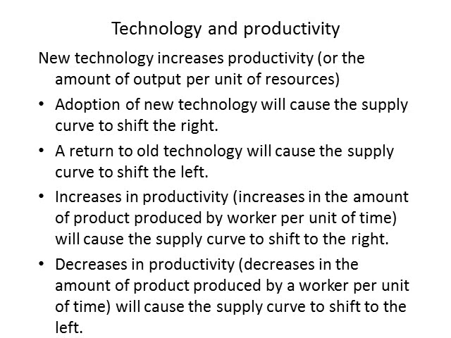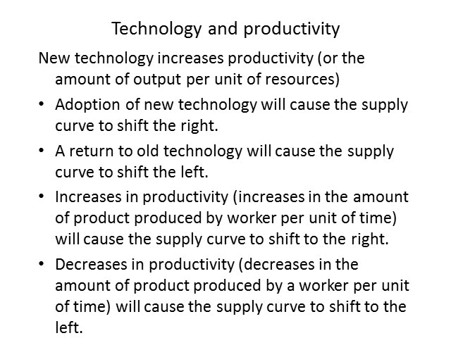Another factor which causes supply curves to shift is technology and by extension productivity. Productivity is the measure of the amount of product made by a worker. In general, economists see technology as a way to enhance worker productivity. As a result, the adoption of new technology will cause the supply curve to shift to the right.